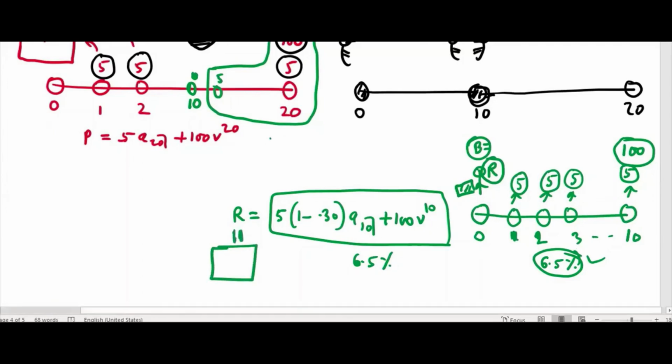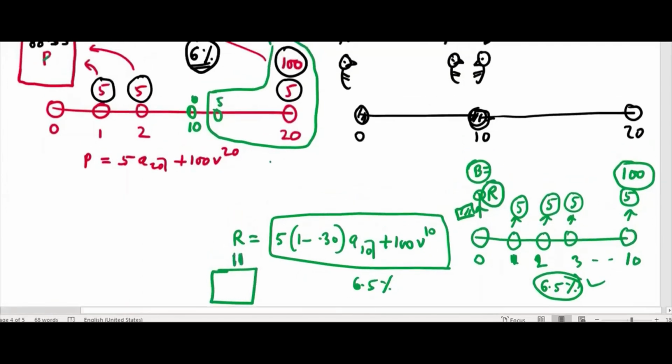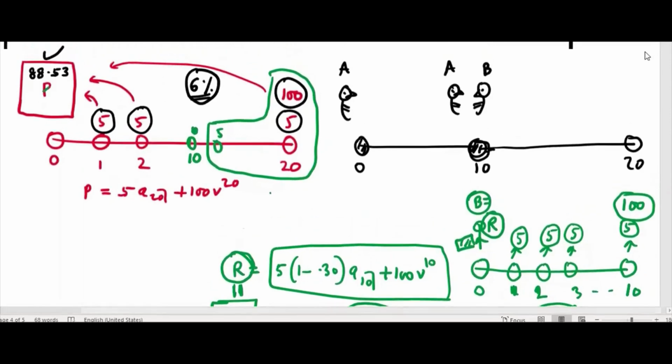B will say to A, see, I'm expecting a return of 6.5%. However, I'm paying income tax. Though I will get 5, my value will be 5 into 0.7, that is 3.5, because 1.5 I have to pay as income tax. I will get 3.5, and finally I get 100. That I'm discounting because I need a yield of 6.5%. So this is what I'm ready to give. This is the purchase price of B. This amount B will give to A to purchase the second-hand bond, you can say.